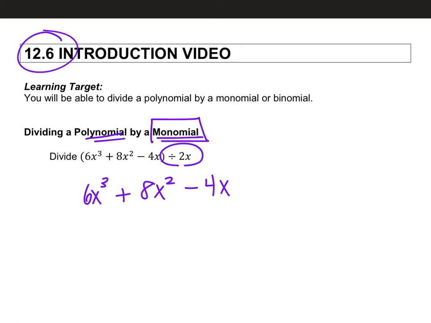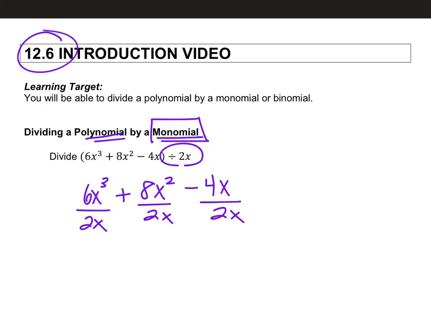This is going to feel familiar. You guys have done similar things to this before, so we just have to remember that to divide the entire polynomial by a monomial, every single term gets that division. And then we're just going to simplify this.